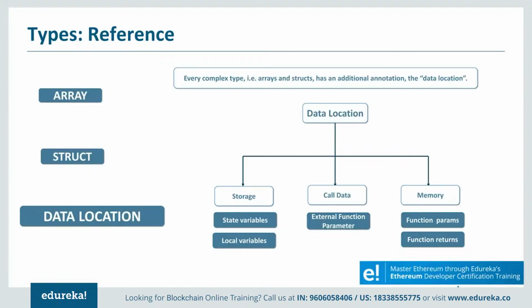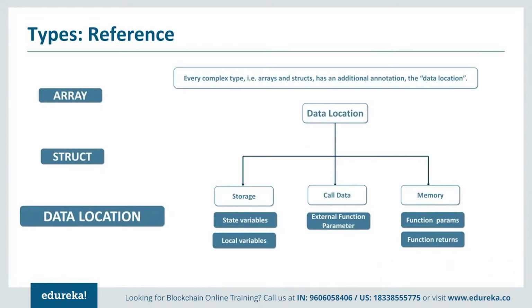Data locations are important because they change how assignments behave. Assignments between storage and memory, and also to a state variable, always create an independent copy. Assignment to a local storage variable only assigns a reference though, and this reference always points to the state variable even if it is later changed in the meantime. On the other hand, assignment from memory stored reference types to other memory stored reference types does not create a copy.